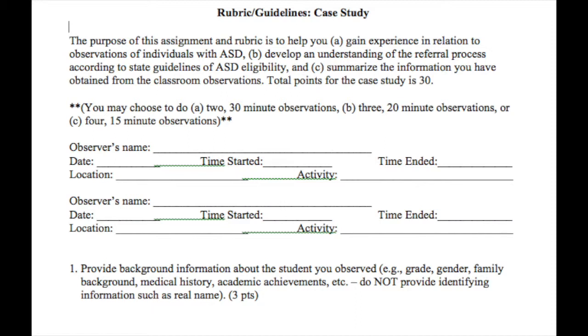And then for the first part, you need to provide background information on the student, so their grade, gender, academic achievements or goals, any sort of background information that will be helpful for me to understand the student. You might want to look at the student's IEP to get some of this information, or again, you can talk to other professionals that work with the student to fill in this part.